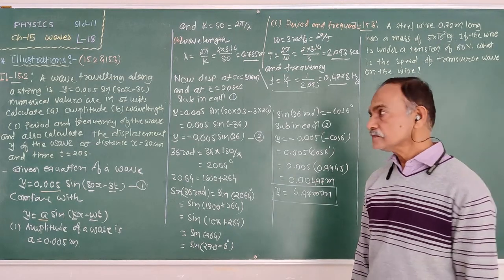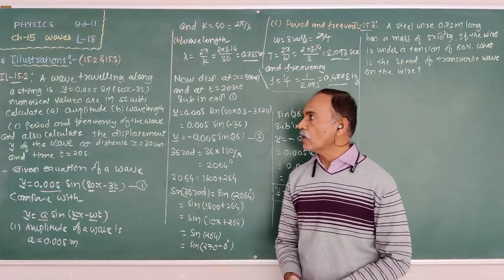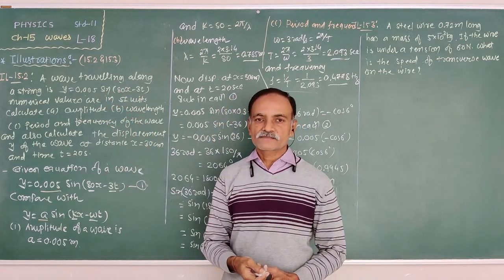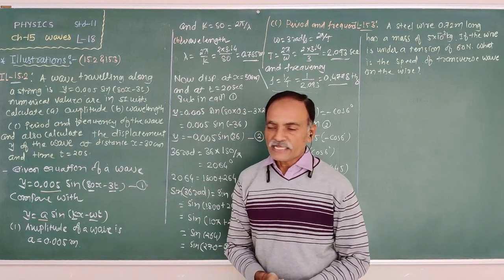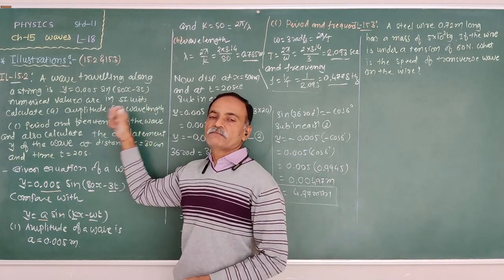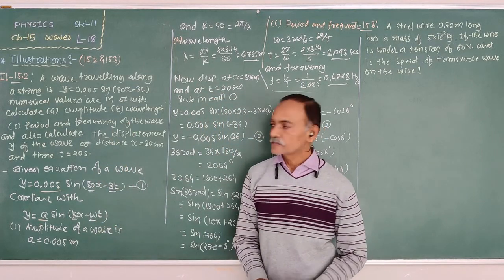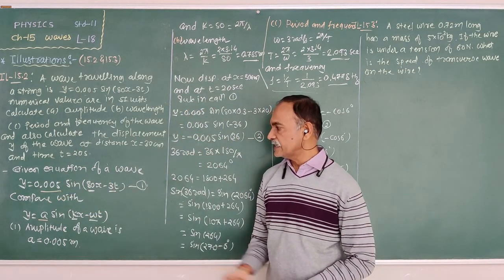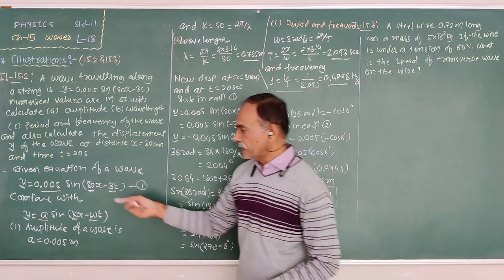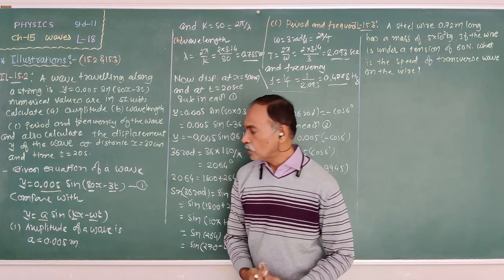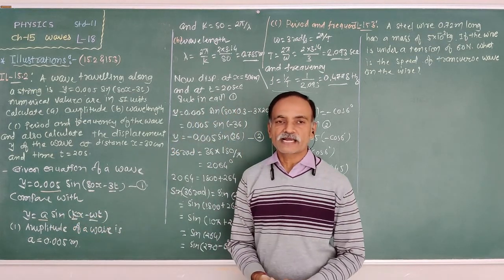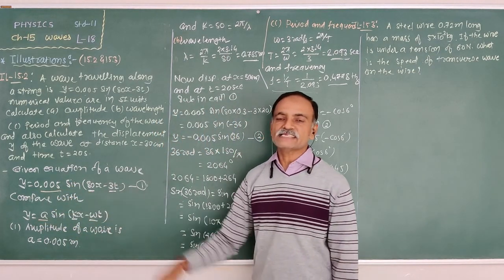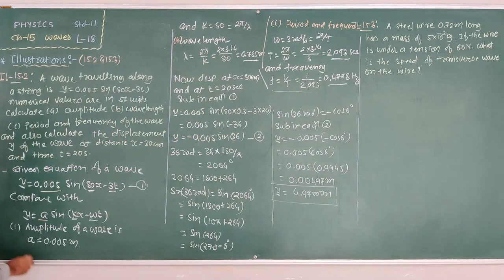Again, the equation of the wave traveling along a string is given: y is equal to 0.005 sin 80x minus 3t. All numerical values are given in SI unit. We have to calculate amplitude, wavelength, frequency and time period of the wave. Therefore, the given equation y is equal to 0.005 sin 80x minus 3t, our given equation is 1. Compare this equation with the standard equation of the wave y is equal to a sin kx minus omega t. So directly we obtain the amplitude a is equal to 0.005. That is given in SI unit, therefore its unit is meter.